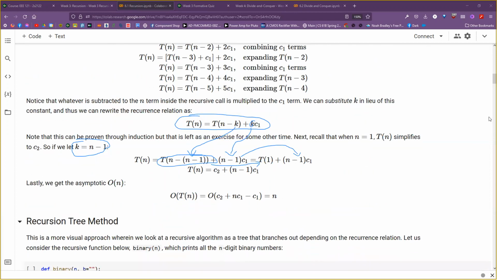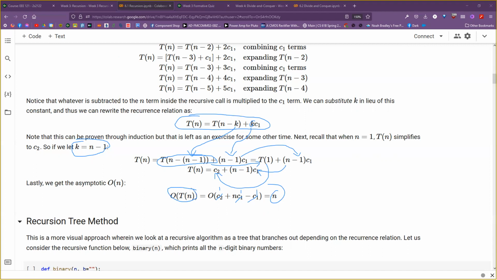So going back, T of 1 simplifies to C2. And then we have our C1 term over here. And when we simplify this, the constant becomes 1 when we apply big O. 1 and 1, so we're left with n. So our time complexity is O of n.